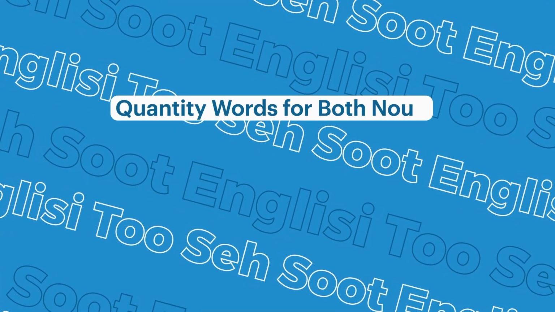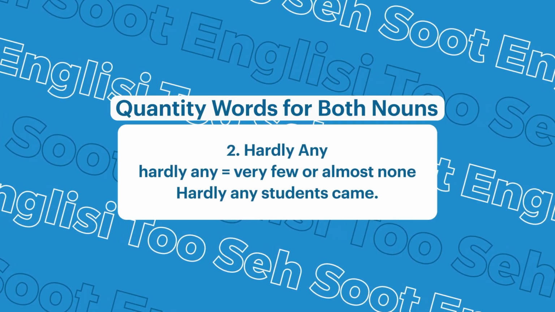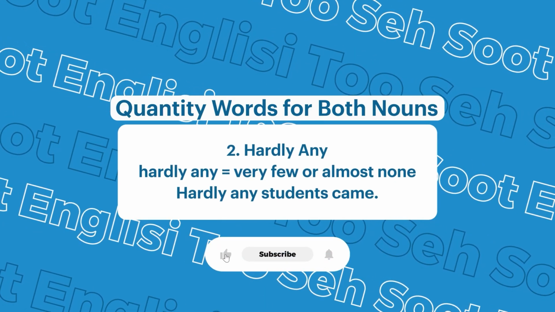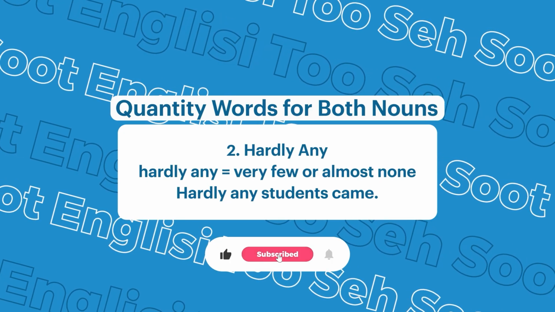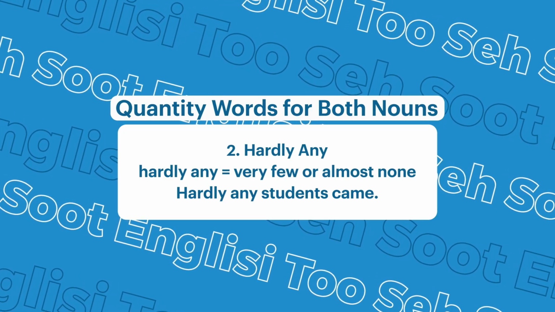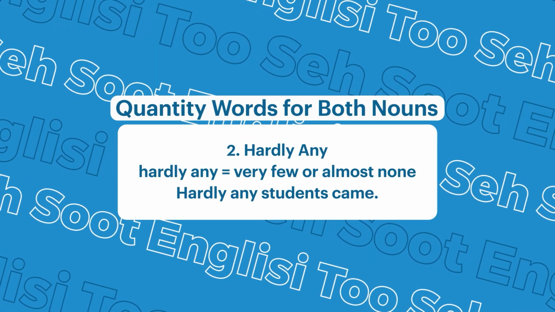Number 2 is hardly any. Hardly any means very few or almost none. This means a very small amount, almost nothing. For example, if a teacher expected 20 students but only 2 came, they could say hardly any students came.